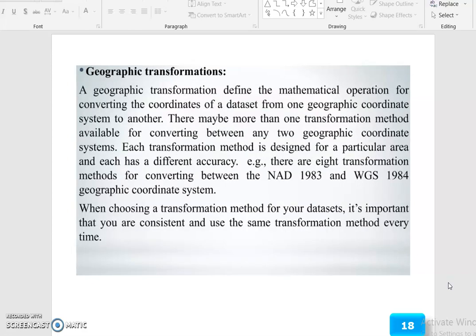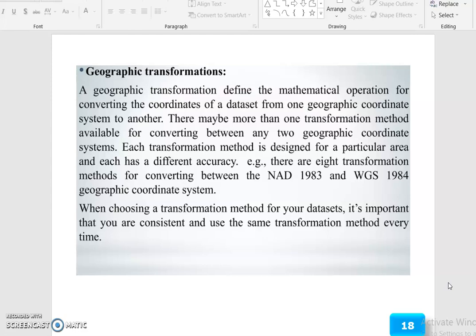Geographic transformation. A geographic transformation defines the mathematical operation for converting the coordinates of a dataset from one geographic coordinate system to another. There may be more than one transformation method available for converting between any two geographic coordinate systems. Each transformation method is designed for a particular area and each has a different accuracy. For example, there are eight transformation methods for converting between the NAD 1983 and WGS 1984 geographic coordinate systems. When choosing a transformation method for your datasets, it's important that you are consistent and use the same transformation method every time.